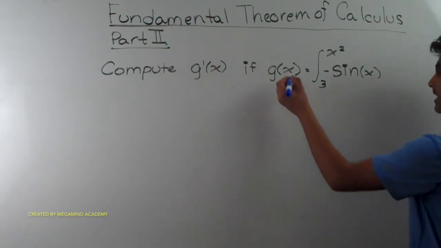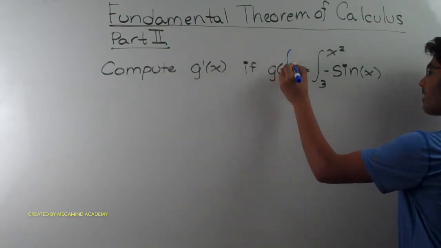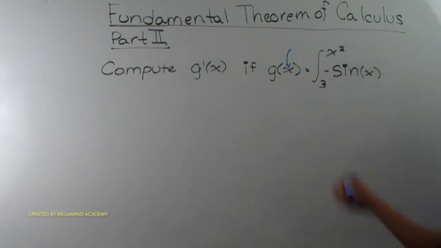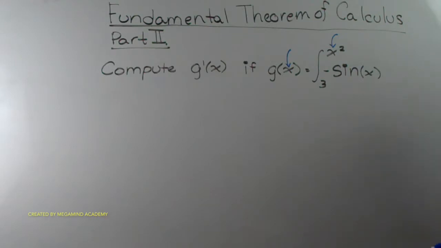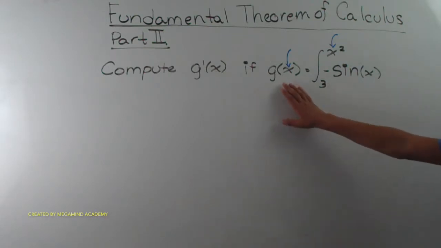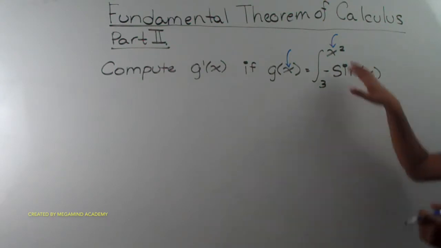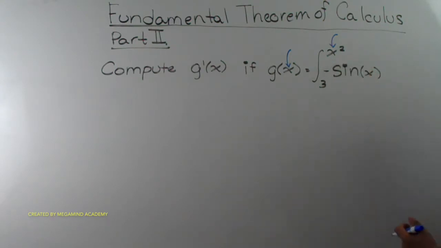What you see is that we have g of x here, but the upper limit of integration is x squared. So that means that you can't use the fundamental theorem of calculus part 2 to say that g prime of x is equal to negative sine of x, because your upper limit of integration is x squared.